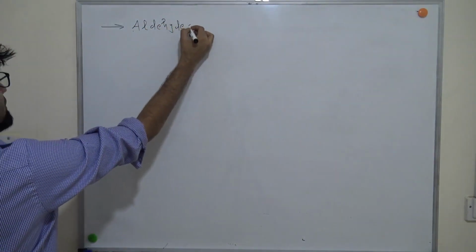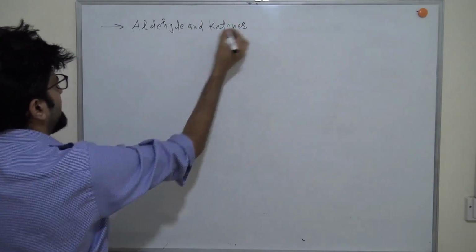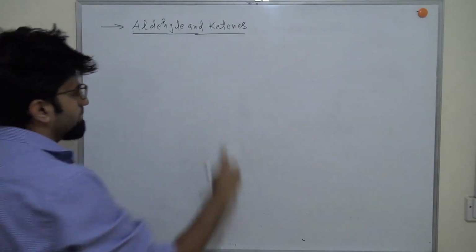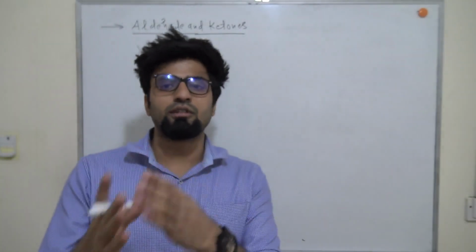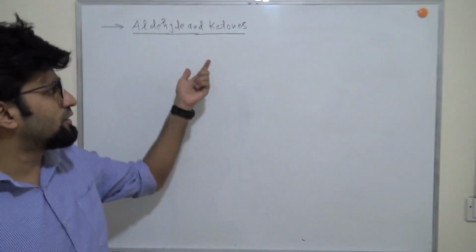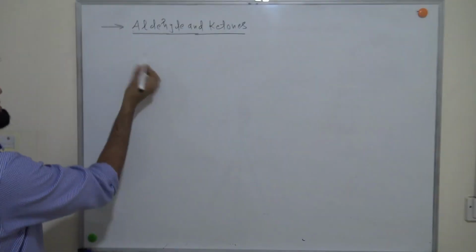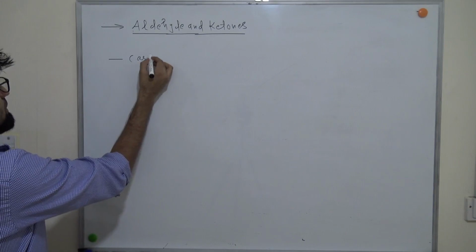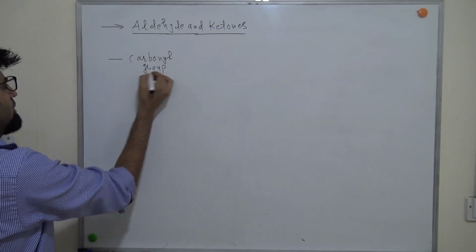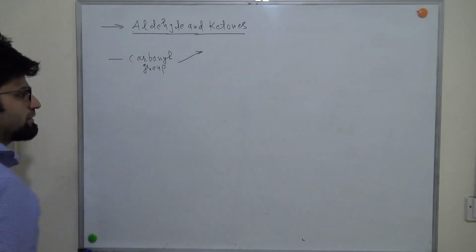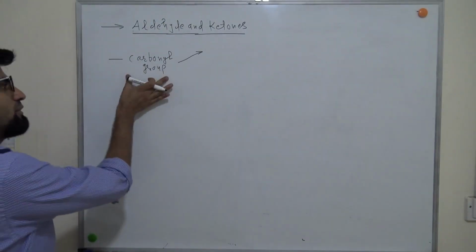Aldehyde and ketones. First of all we will cover aldehyde and ketones, and after that we will start with the carboxylic acids. So in the first topic of aldehyde and ketones, let me discuss the carbonyl group. Basically, the carbonyl group can be of two types. It has so many types, but right now I'm covering aldehyde and ketones.